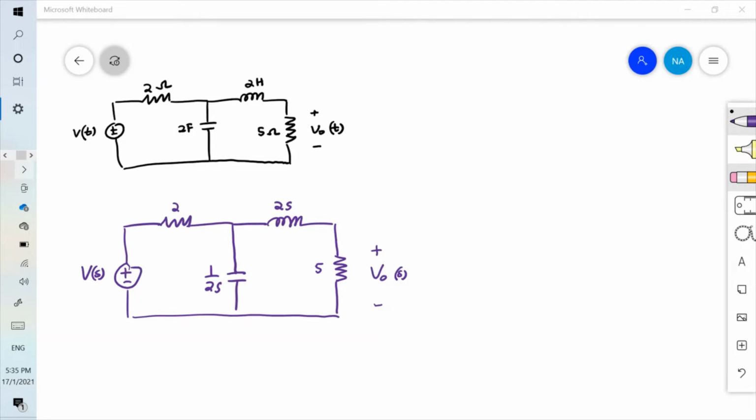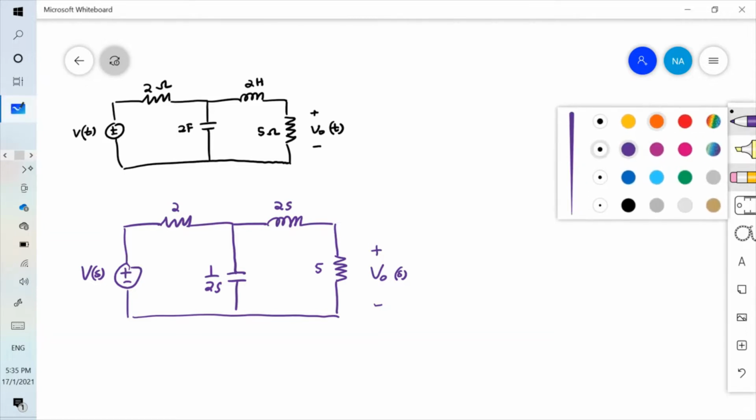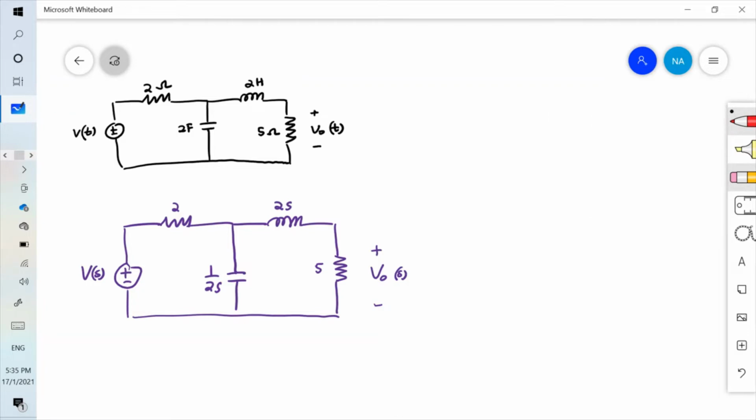The circuit in purple is the S domain circuit. In node analysis, we need to find the equations for the nodes. The nodes that we're going to mark here will be node 1 and node 2. This will be our node 1. Let's say the voltage at node 1, we will call it V1S. And then this is our node 2. We don't have many options, we just have these two nodes that we can use.